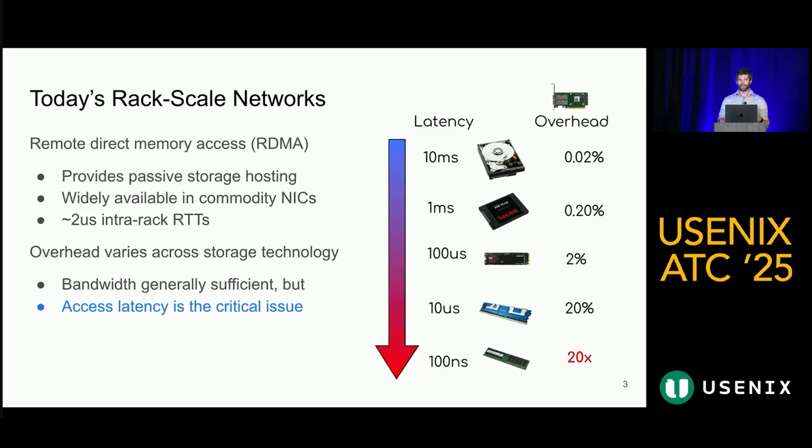What is it that makes a device disaggregatable? Well, I would argue that it's that device's access time relative to its network latency that makes it a disaggregation success story. So with respect to RDMA, which is a popular transport, the intra-rack round trip time is approximately 2 microseconds. And if we look at that latency relative to storage devices like spinning disks and solid state drives, the value is less than 1%. And in these cases, they're relatively easy to disaggregate.